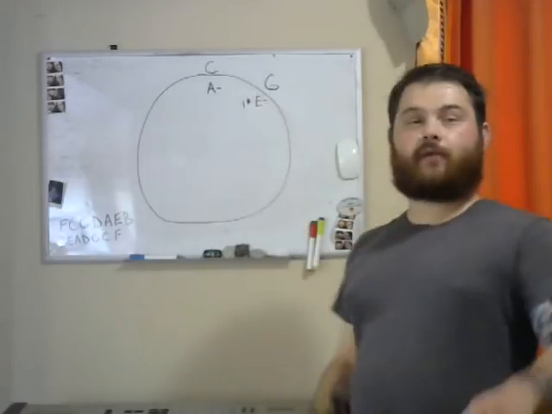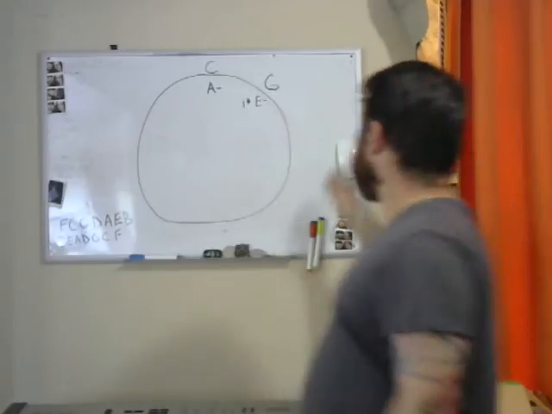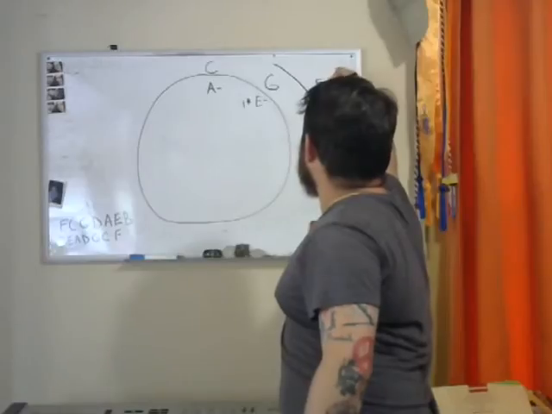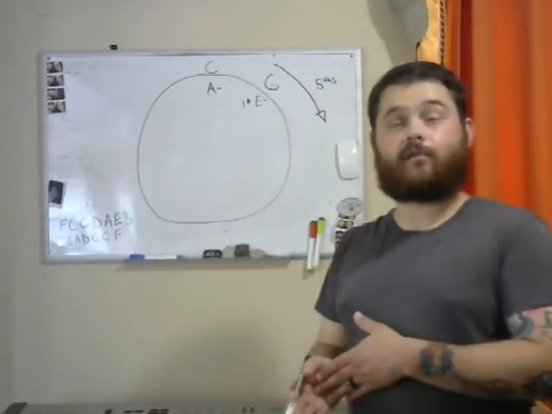A couple of things to notice here that are going to continue the pattern. C to G, let's count those letter names: C, D, E, F, G. 5. So this way, the circle is going to go in fifths. And that's why we call it the circle of fifths.